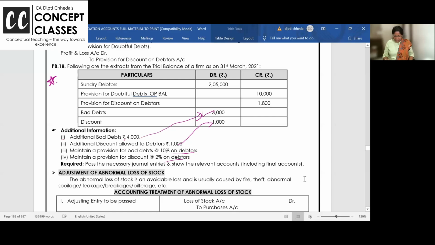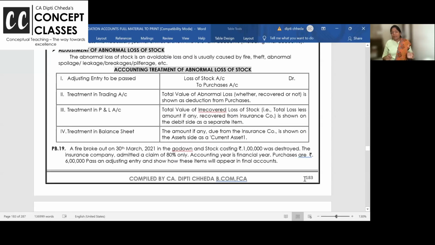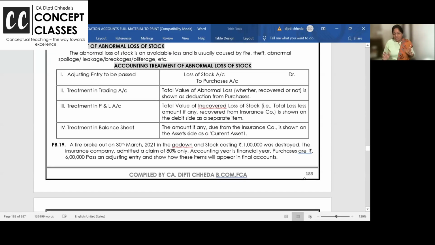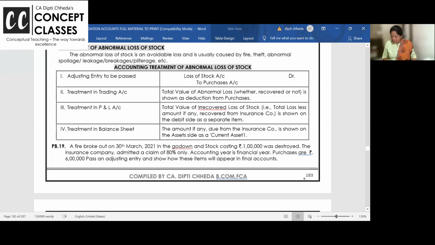Chalo, we'll go to the next adjustment now, abnormal loss. Normal loss to all of you know in AS2 and everywhere we say it is absorbed in good units. पर अगर abnormal loss है तो क्या करेंगे? Abnormal loss.